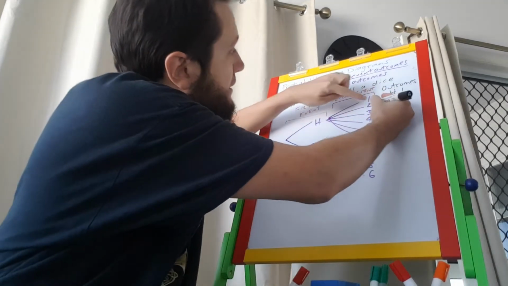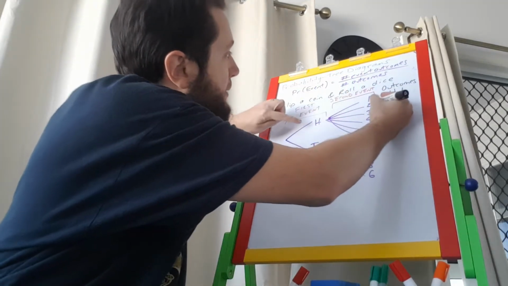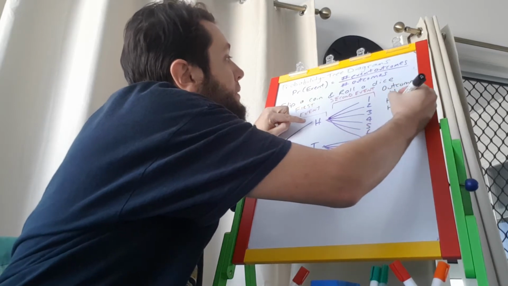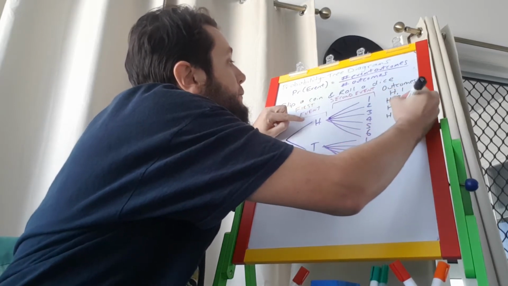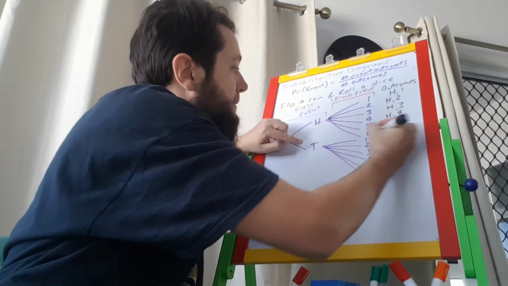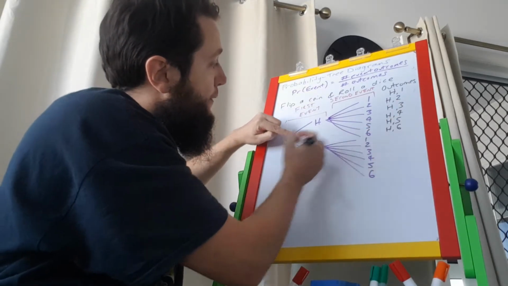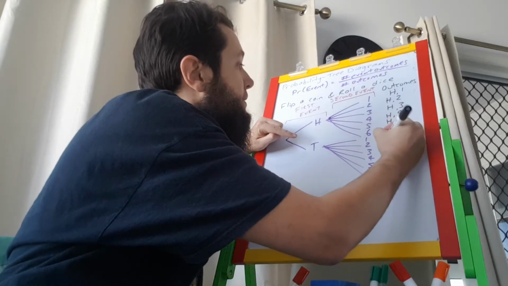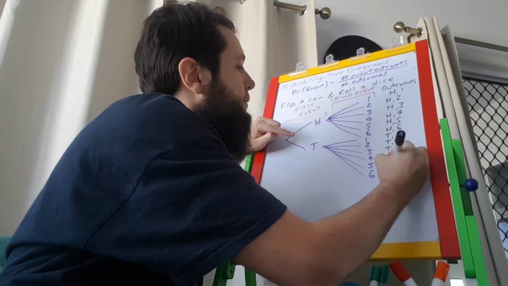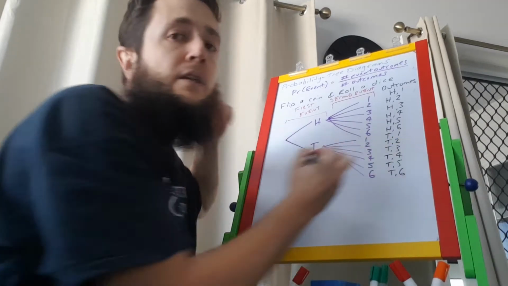And at each point, you follow the path back, right? It's all about the path. So this second one there follows the path of heads two, then heads three, heads four, heads five, heads six. Then down here, we're now on the tails path. So tails one, tails two, tails three, tails four, tails five, and tails six.